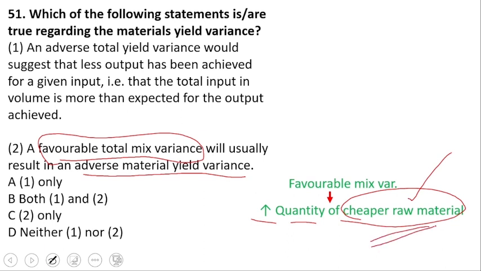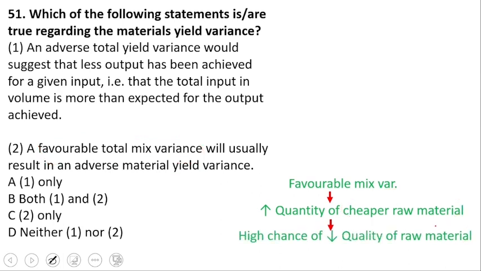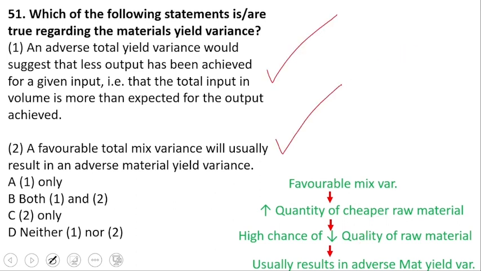Cheaper raw material is associated with lower quality raw materials, which means that there is a high chance of a reduction in the quality of raw materials, which means that many of the raw materials may deteriorate, many of it might break, and hence the quantity of raw materials used will be more than the standards. So this will usually result in an adverse material yield variance. So statement 2 is right. Since both the options are true, the right answer is option B.